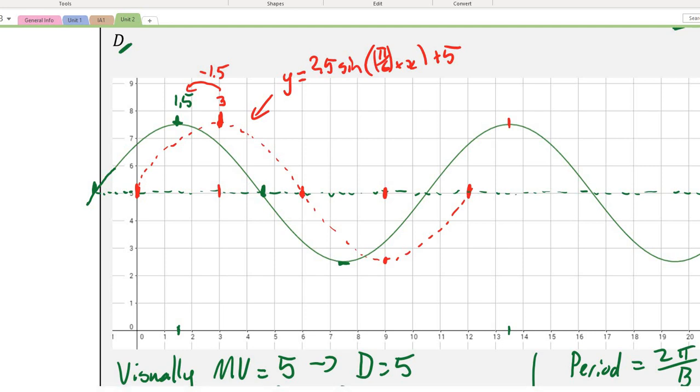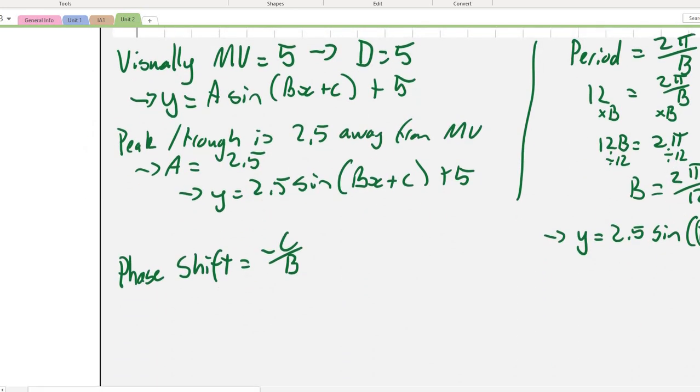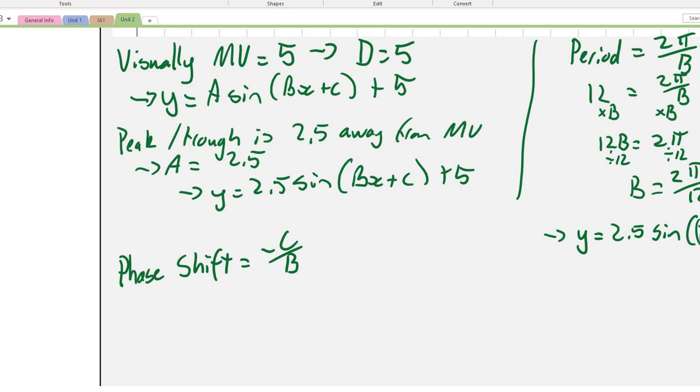Okay, so we know that, what colors are we using, green? We know that the phase shift is negative C over B. My phase shift is to the left, so is that negative or positive? Negative, so I have negative 1.5 equals negative C over, and what was my B value? Pi over 6. So how would I rearrange that to find C, guys? We can times both sides by pi on 6. Times pi on 6 over here.